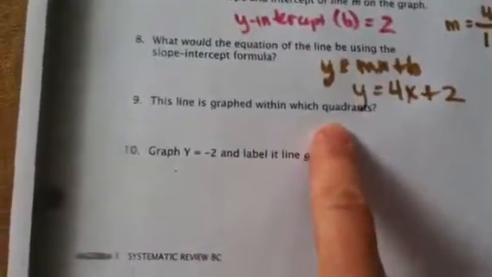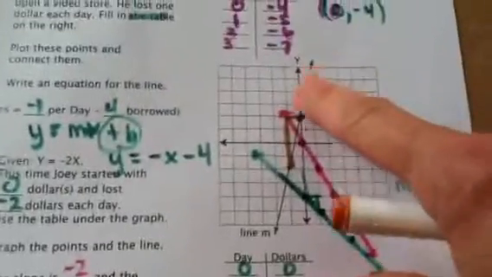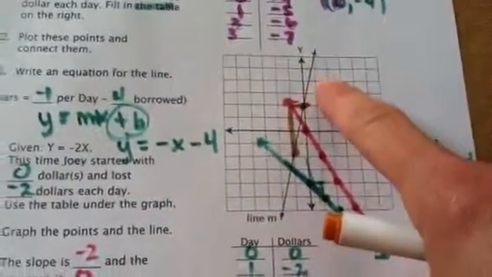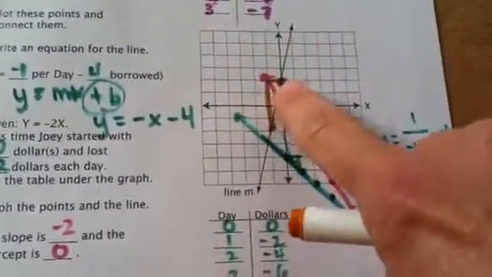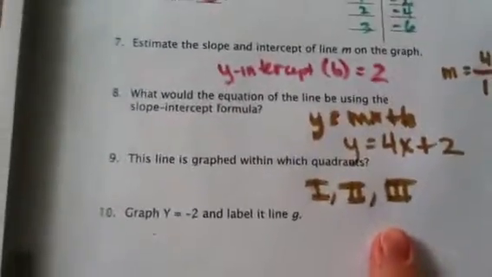It says the line is graphed within which quadrants? Right here. It looks like it's in quadrant. Here we're talking about this line. I'm assuming this one right here. It looks like it's in quadrant 1, 2, just a little bit right there, and in quadrant 3. So I guess that's what they want right there. It's in quadrants 1, 2, and 3, right like that.